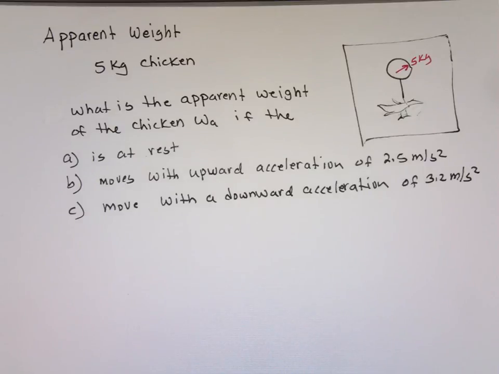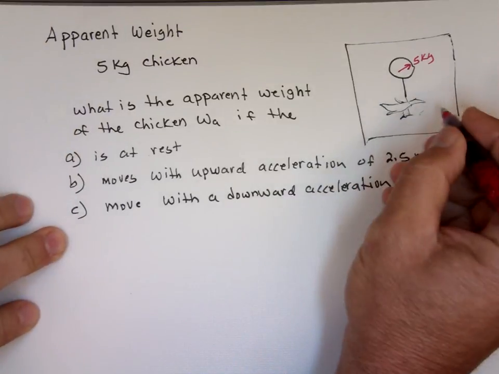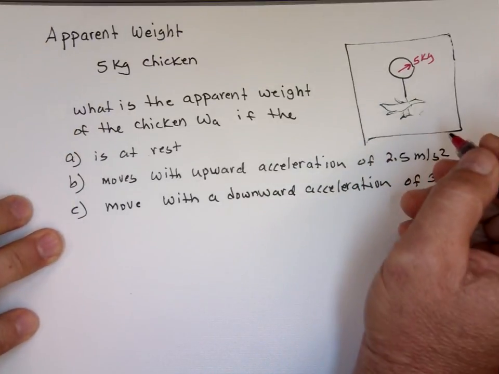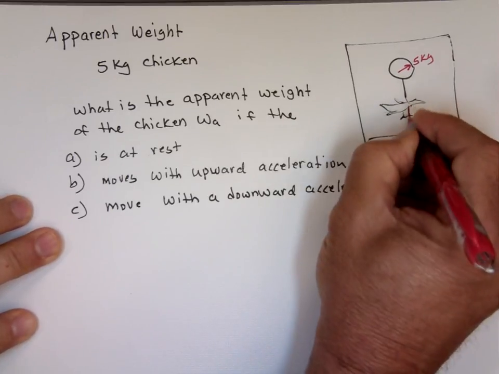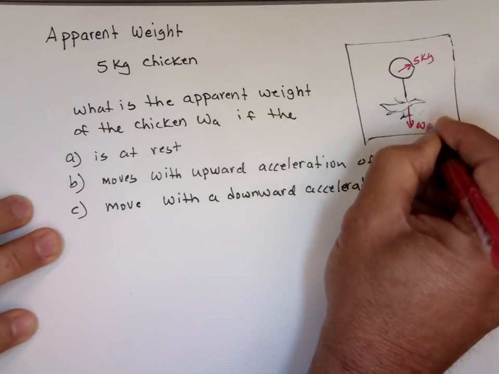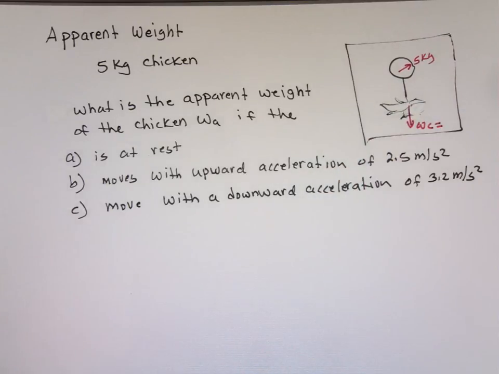Part A, if the elevator is at rest, we have the weight of the fish, and the scale is pulling up. If you look at the fish, actually, what do we have acting on the fish? We have the weight of the chicken, not a fish here, right? That chicken became a fish here. So when you look at it, we have the weight of the chicken, which is what? 5 times 9.8, mass times gravity.